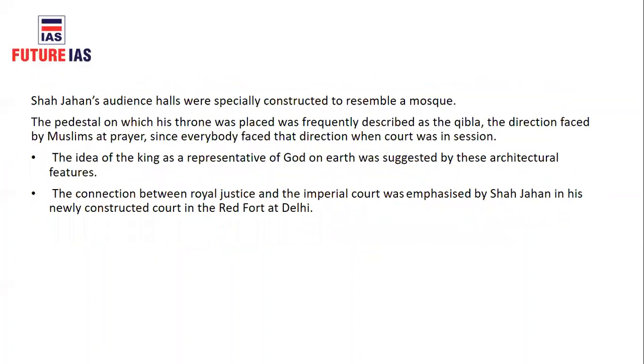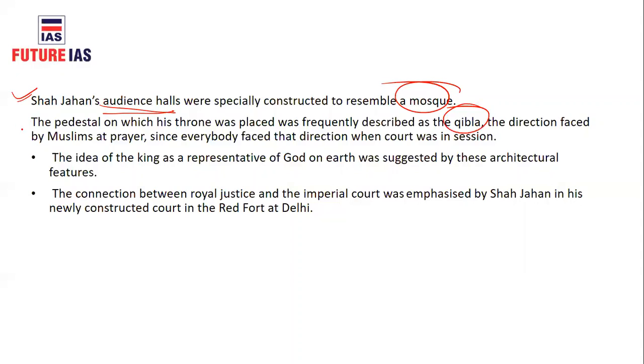And Shahjahan's audience halls were specially constructed to resemble a mosque. These audience halls, which are a center where people can listen to the emperor, resemble a mosque. And you must also understand that the pedestal on which Shahjahan used to sit, or on which the throne was placed, is also frequently described as a qibla.